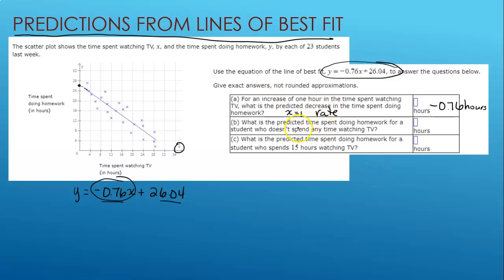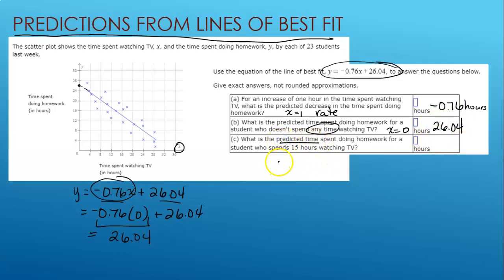Then it asks you to make some predictions. What is the predicted time spent doing homework for a student who doesn't spend any time watching TV? What they're telling you is x equals 0 there. Well, that's your y-intercept. If you don't recognize it, you can go ahead and substitute it in. This just becomes 0. 0 plus 26.04 is 26.04. And that's it for that one.